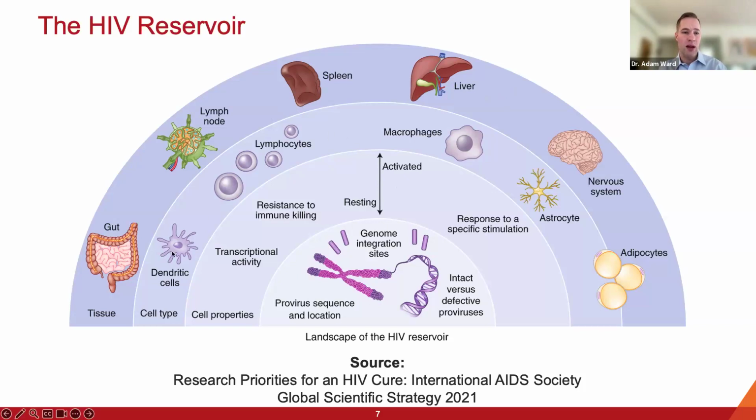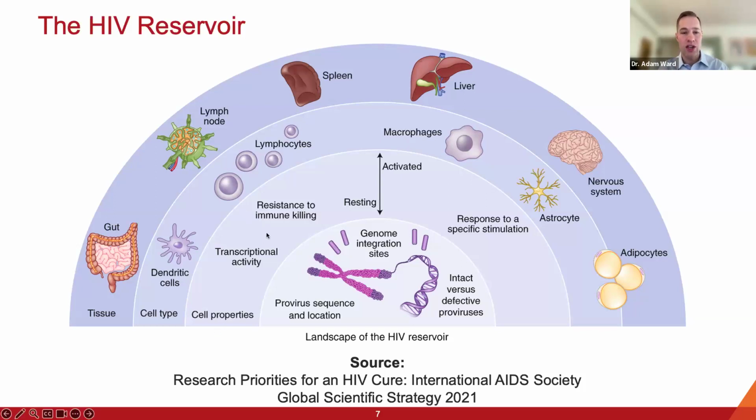This next ring shows the cell type. And so these lymphocytes, these are the CD4 T cells, the immune cells that I was describing that are the primary targets of HIV infection. But other cell types may be important reservoir harboring cells such as macrophages. Astrocytes in the brain may also be important. These play a role in supporting neurons, and there's a lot of these cells in the brain. So the cell type is also important when considering the reservoir.